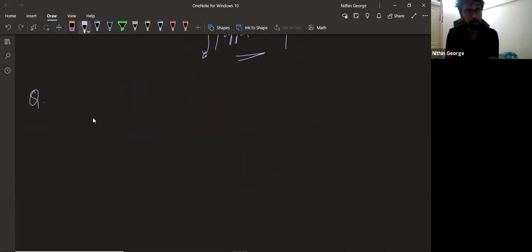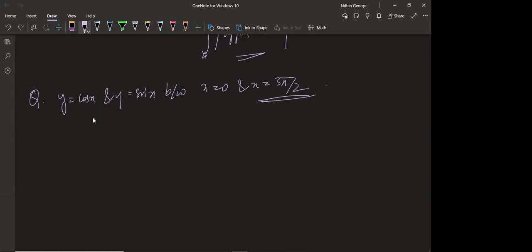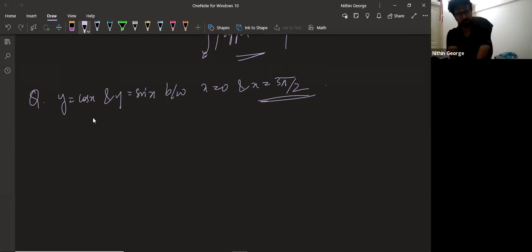Find area bounded by y equal to cos x and y equal to sin x between x equal to 0 and x equal to 3 pi by 2. Find the area. What's the first thing you'll do here? Break it down into parts. Exactly. First thing is draw the graph and then break it down into parts. Okay, correct.